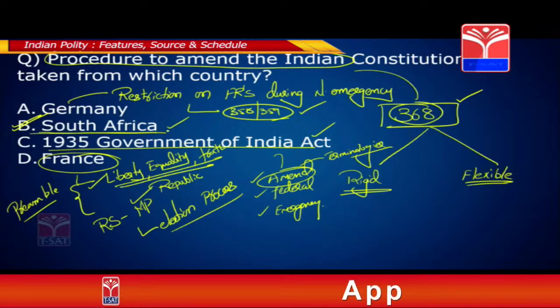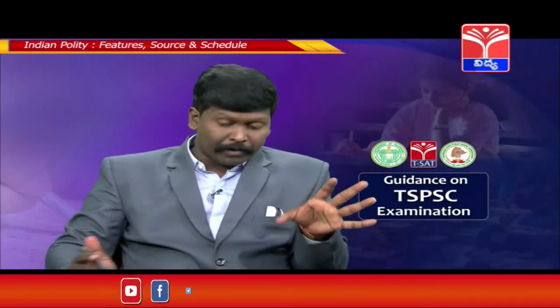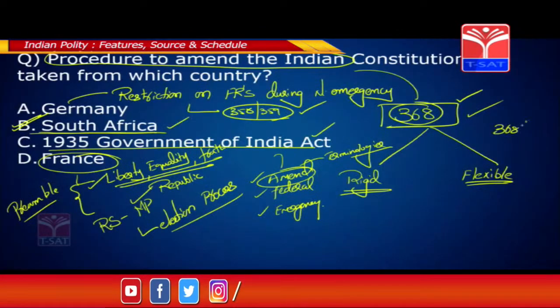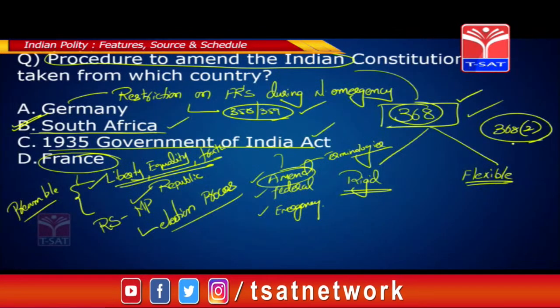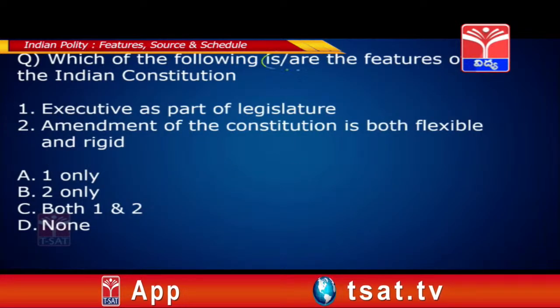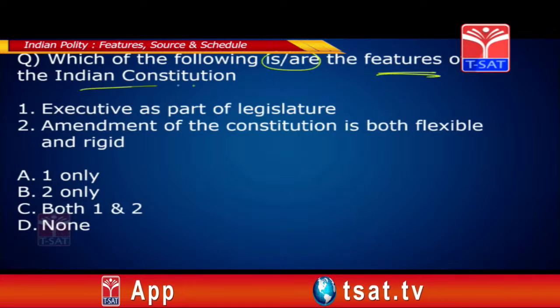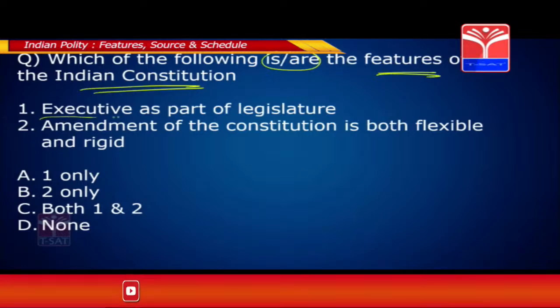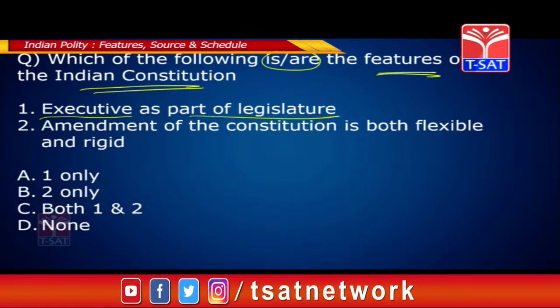So the answer is South Africa. The procedure to amend the Constitution of India is discussed in Article 368. This is what you need to remember for your exam. To be very precise, Article 368 sub-clause 2 talks about the procedure to amend the Constitution of India. Very, very important. Which of the following is or are the features of the Indian Constitution? Salient feature: executive as part of the legislature. Whenever he is talking about executive as part of the legislature, you should imagine political executive.